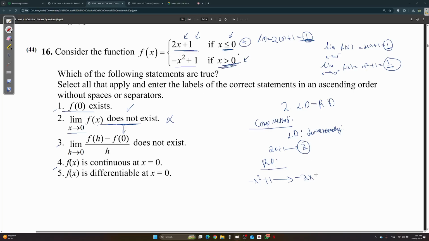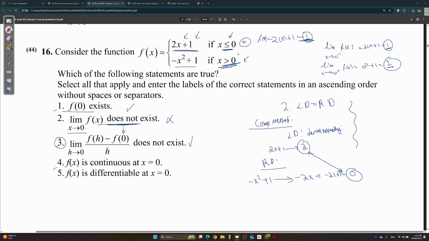So you can't keep it in terms of x. So it's negative 2 times 0, which is 0. Are they equal? No. So does the derivative exist? No, it does not exist. Okay? This is the computer method to check whether the left derivative is equal to the right derivative. If it's computer, always do it like this. Derive normally and check whether they're equal.